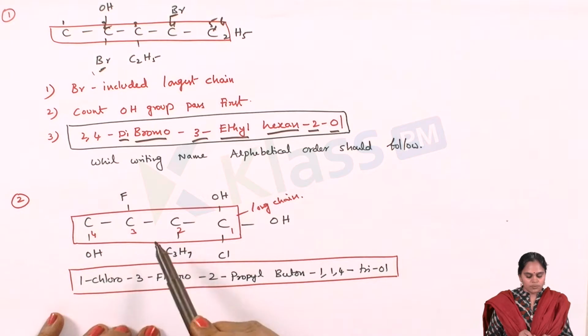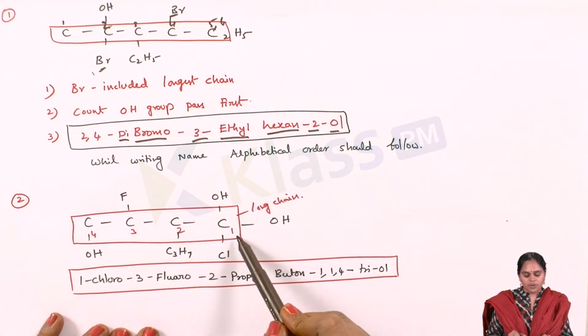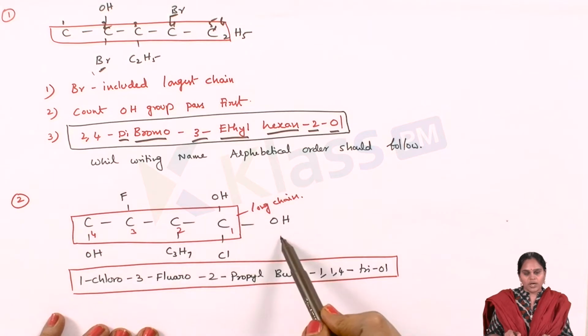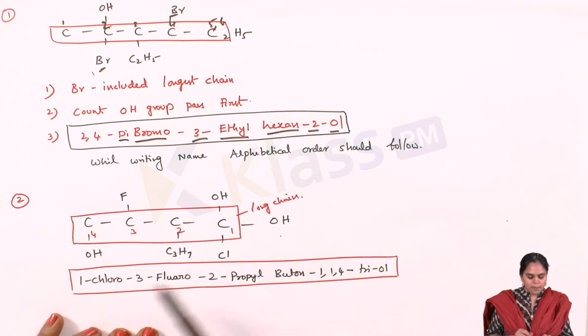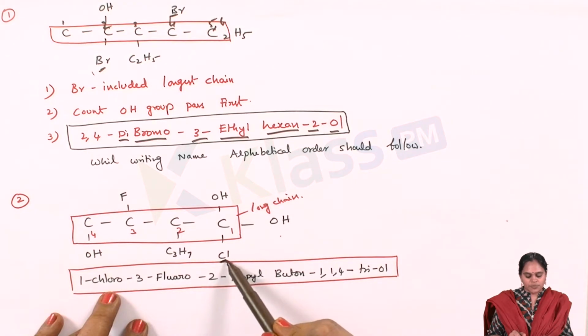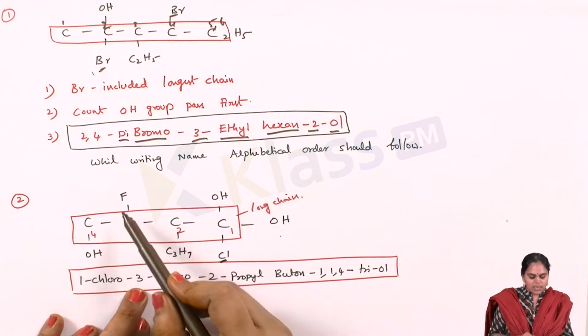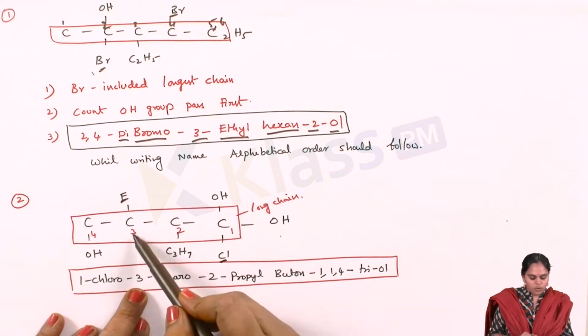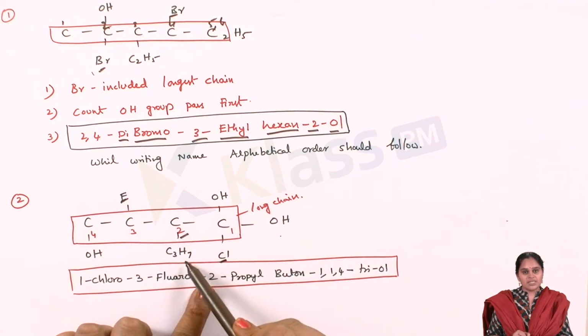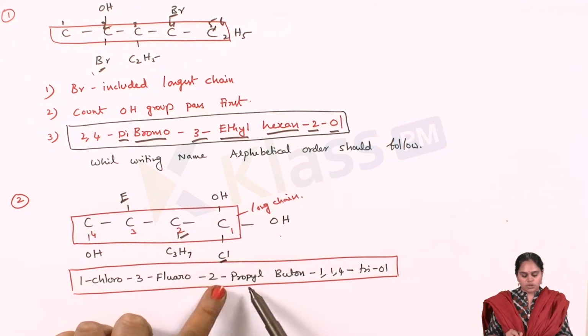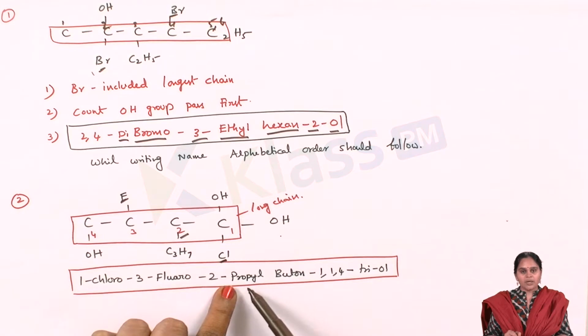Another example, see here. 1, 2, 3, 4. Why am I giving one number here? Because it is having OH, that is alcohol. We have to give priority to the alcohol group first, then halogens, then alkyl group. If you write this, 1-chloro, because this comes alphabetically first, then F will come, fluorine, 3-fluoro, then 2-propyl, that is propyl, C3H7. Propyl represents prop, which means 3, C3H7. I hope you know about propyl. I already explained how it will come.